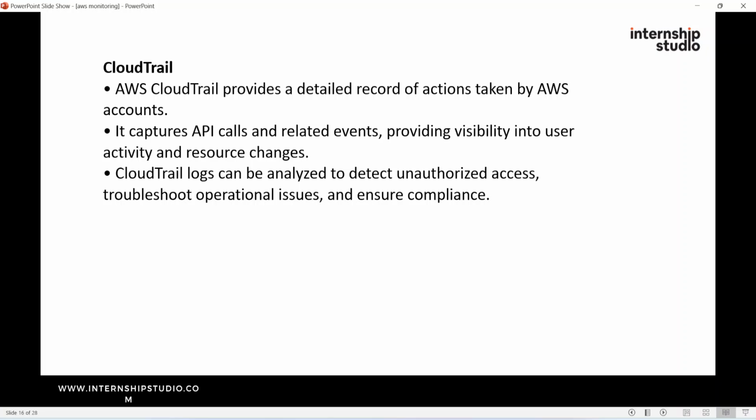So next is AWS CloudTrail. AWS CloudTrail provides a detailed record of actions taken by AWS accounts. It captures API calls and related events, providing visibility into user activity and resource changes. CloudTrail logs can be analyzed to detect unauthorized access, troubleshoot operational issues, and ensure compliance.